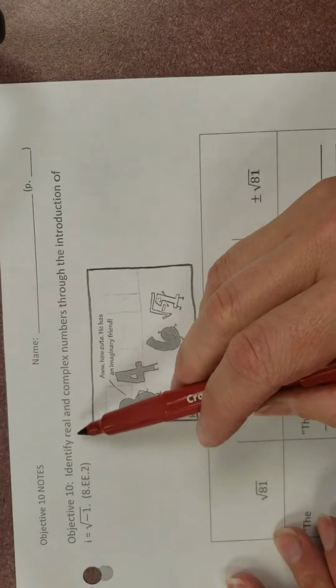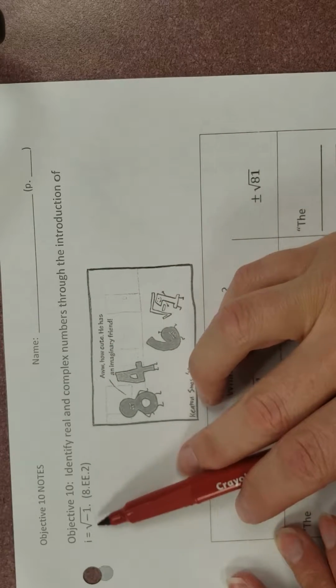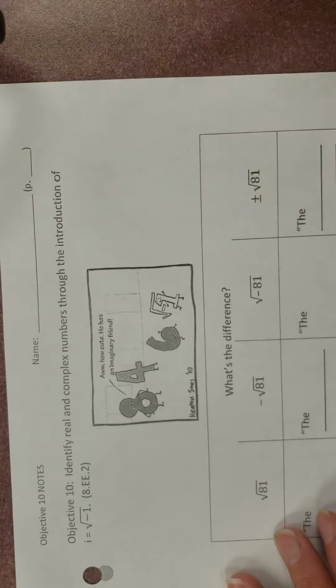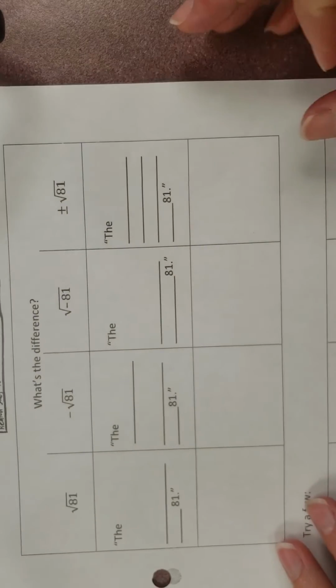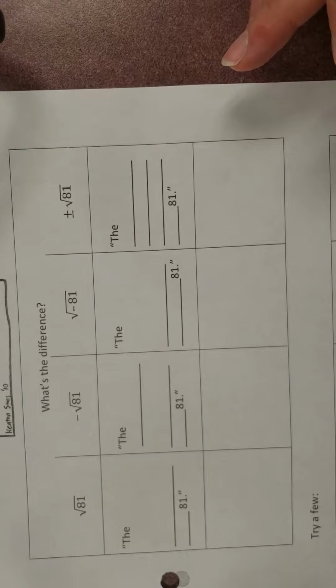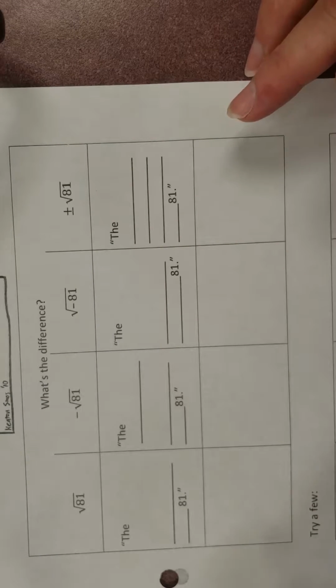So this objective is to identify real and complex numbers through an introduction of this imaginary number. And so we started with this comic here that may not be funny to you until you understand this idea of imaginary numbers. This is an advanced standard, advanced objective, part of this standard 8.EE.2. But I include it because I think it's interesting and important for you to know.